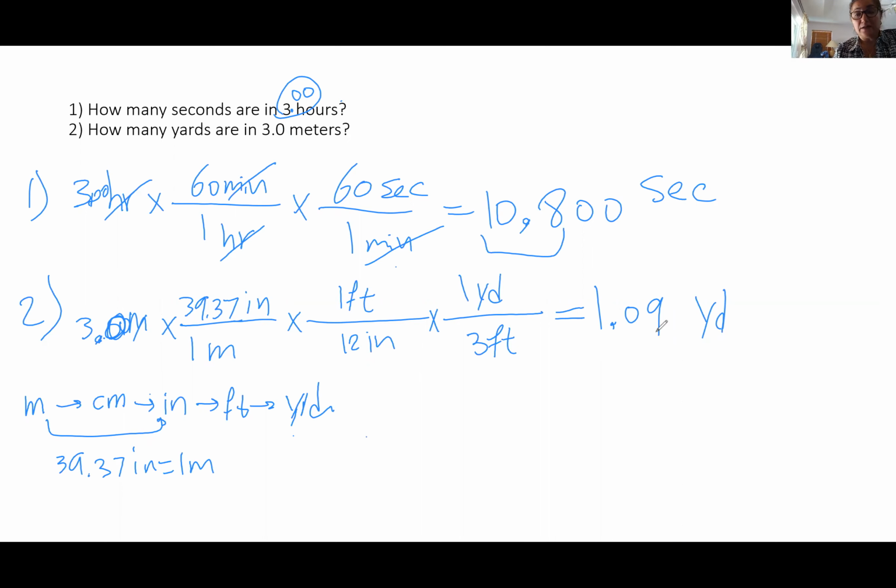Here we have more than two significant figures, and you want to change to two significant figures, you have to keep the first two and drop the rest. The first digit that I'm dropping is greater than 5, so I add 1 to the previous digit, and that makes it 1.1 yard, and that would make it the final answer.